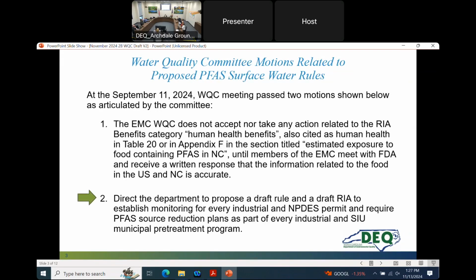So as the Chair Keene said, we'll focus on the second motion, and that is to direct the department to propose a draft rule and a draft RIA to establish monitoring for every industrial and NPDES permit and require PFAS source reduction plans as part of every industrial and SIU, significant industrial user, municipal pretreatment program, and probably should say permit after that.